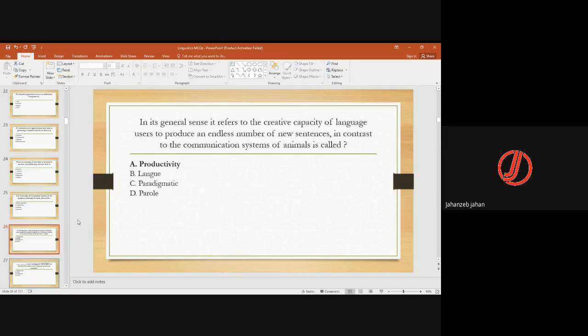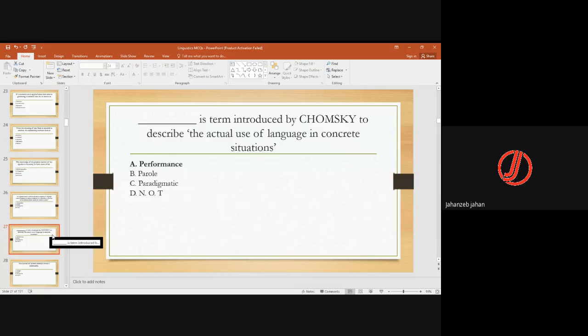In its general sense, it refers to the creative capacity of language users to produce an endless number of new sentences. So this is productivity, कि हम endless sentences बना सकते हैं. Performance is the term introduced by Chomsky to describe the actual use of language in concrete situations. So that is performance.